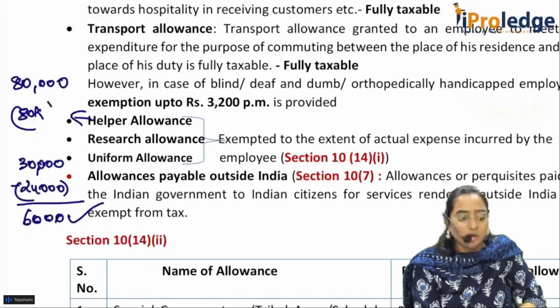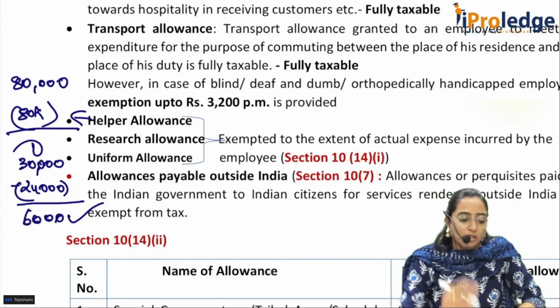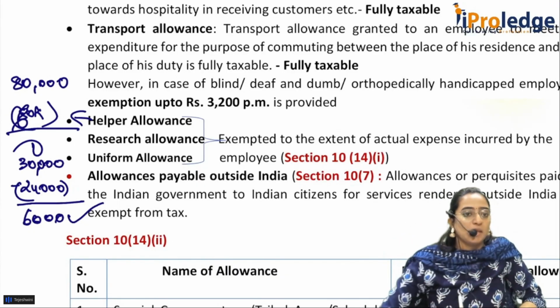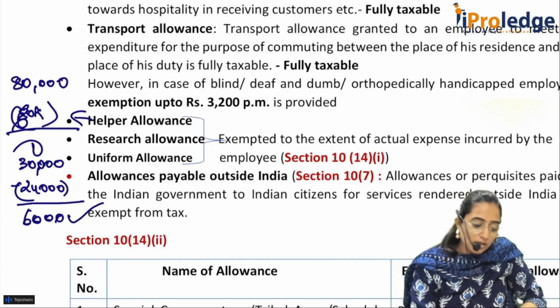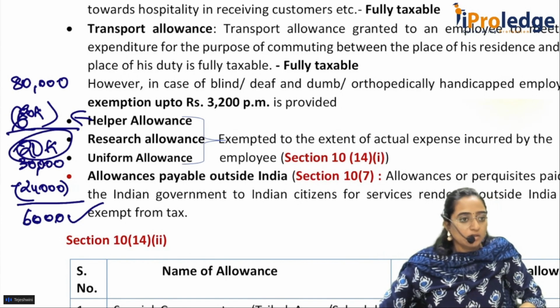80,000 only. You can't take the exemption in negative. It can only be 0 or positive. Suppose you have paid 60,000 to your maid. You can get 20,000. You can get how much? 20,000. Clear? Are you understanding, people? Comfortable? Everyone?